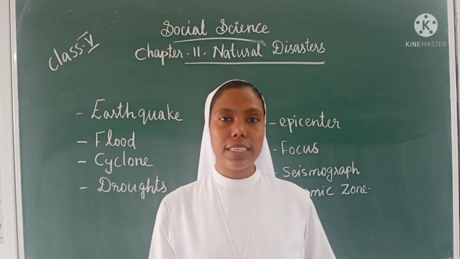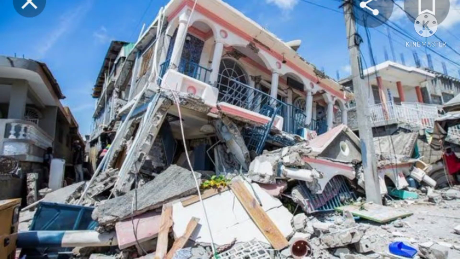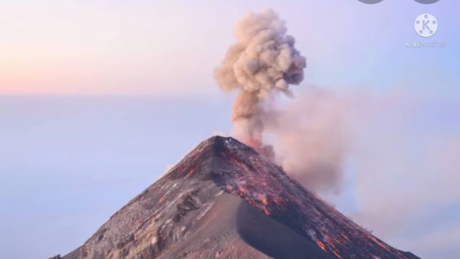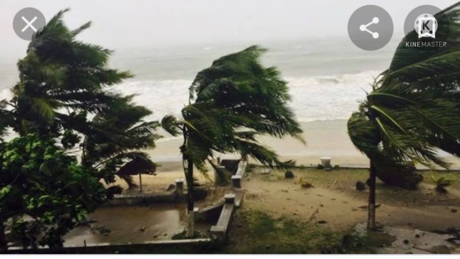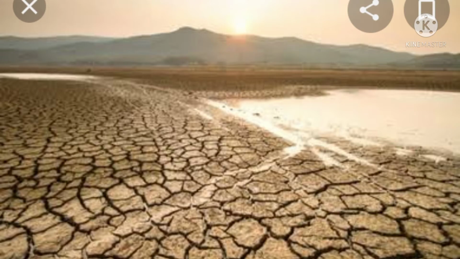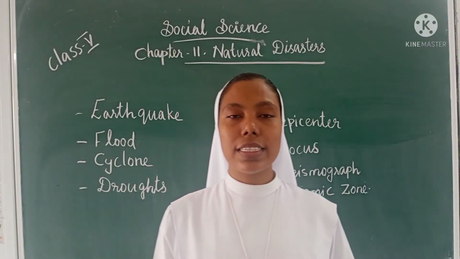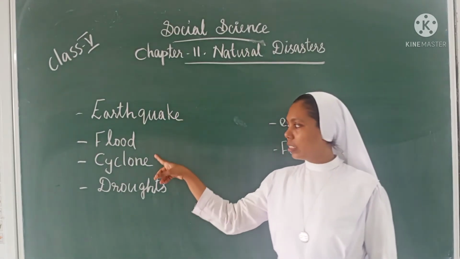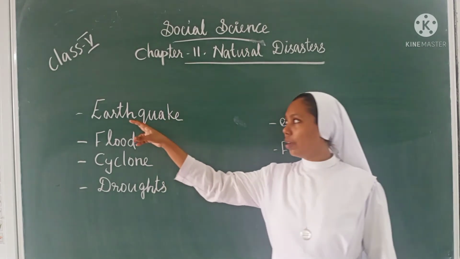Again, some examples of natural disasters are earthquake, flood, volcanic eruption, tsunami, cyclone and drought. In this chapter we will discuss earthquakes, floods, cyclones and droughts. First of all, we will look at the earthquake.